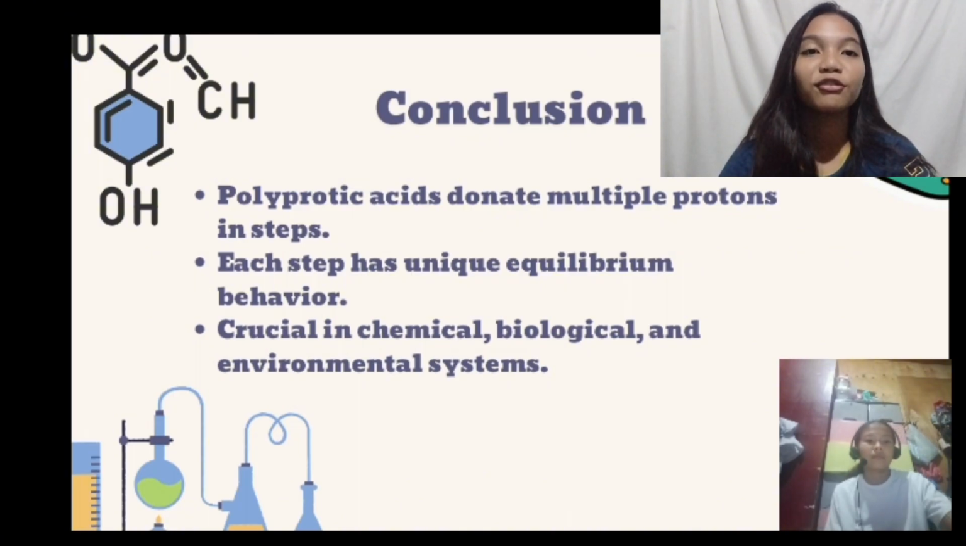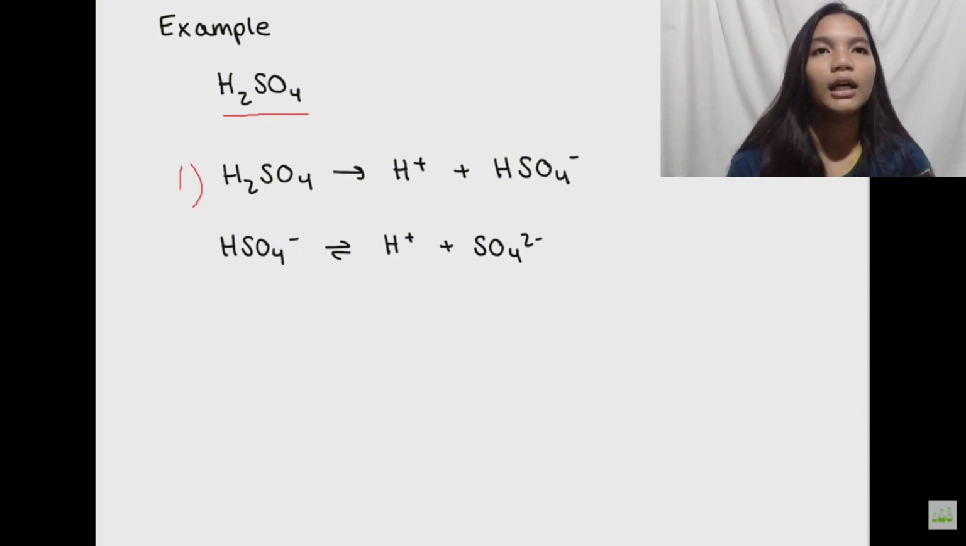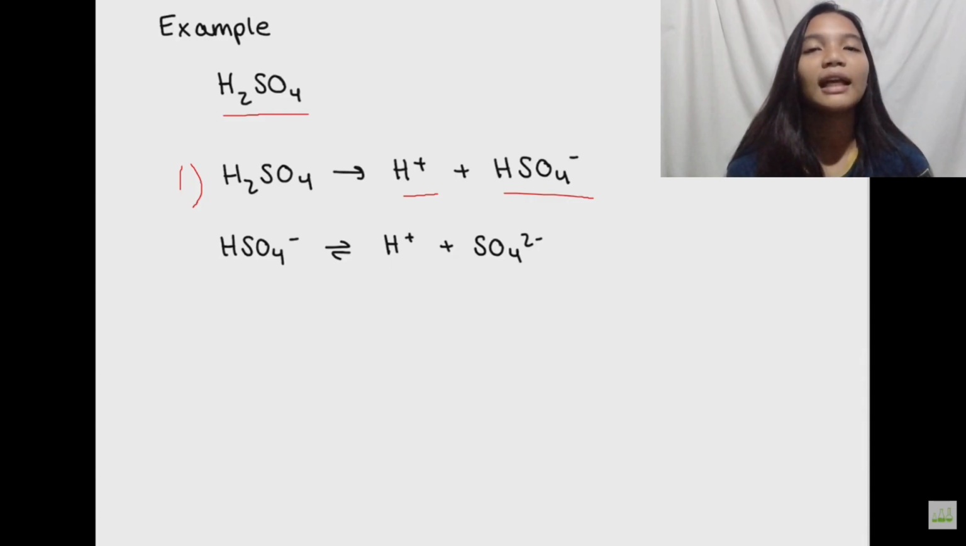For our example, we have sulfuric acid, H2SO4. In this case, we have 2 hydrogens or 2 protons to give. First breakdown: H2SO4 will break down into H+ plus HSO4-. Now, for our product, we get another H. So let's break it down again. In this second breakdown, it will be an equilibrium.